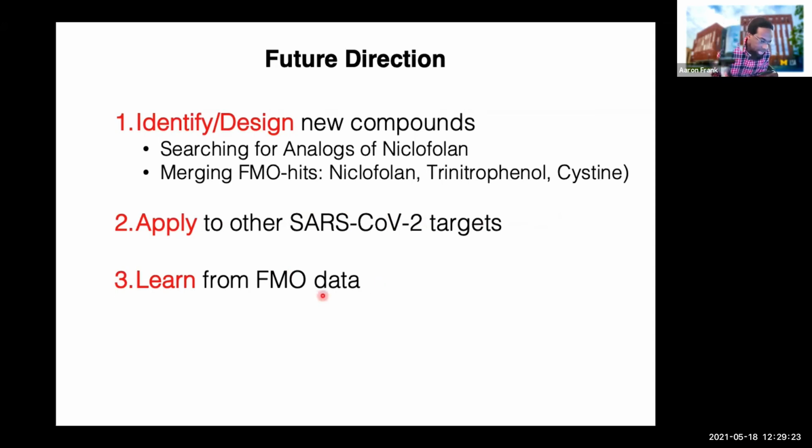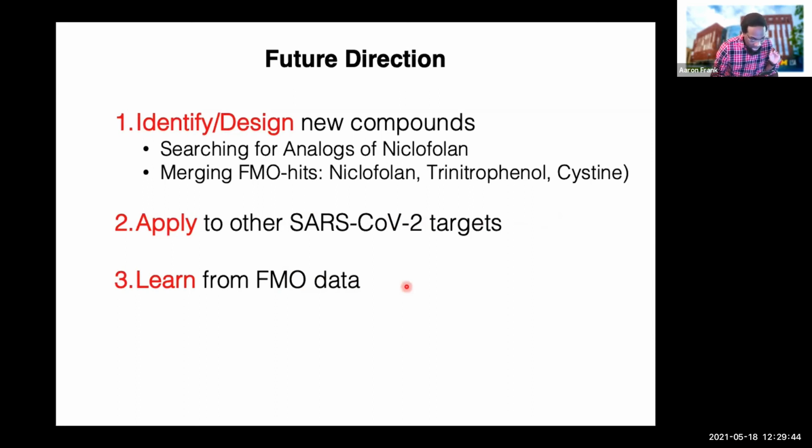Now, something that's more long-term is centered around learning from the FMO data. So one of the things that probably isn't obvious from my discussion is the fact that the output from the FMO calculation is very rich, right? So in the current project, we were just using the binding energies to sort the library, right? So this is just this one number associated with each of the compounds.